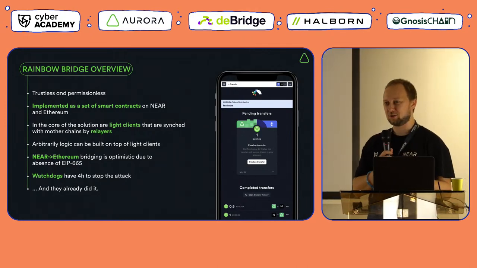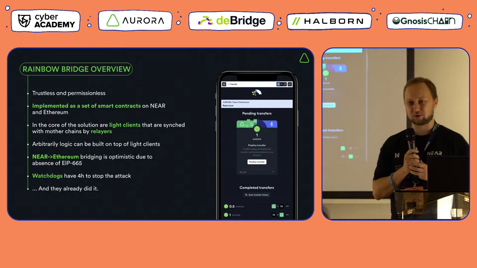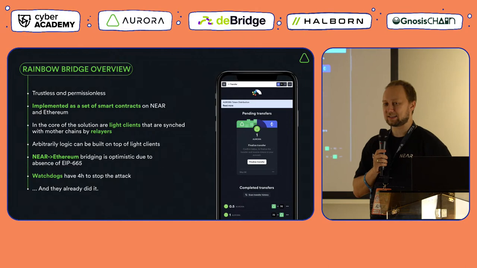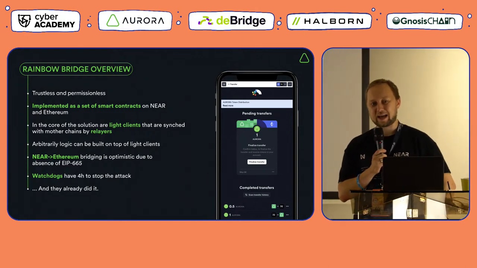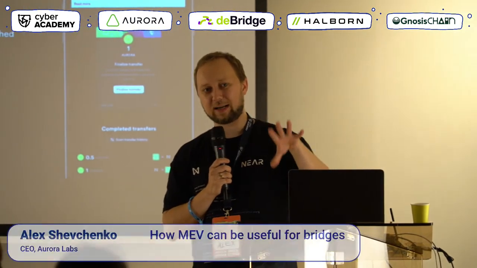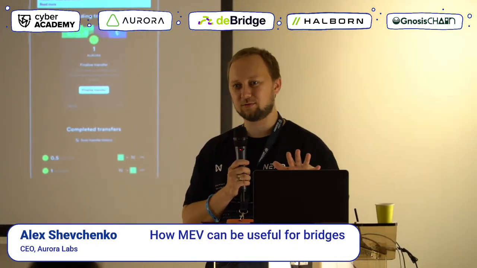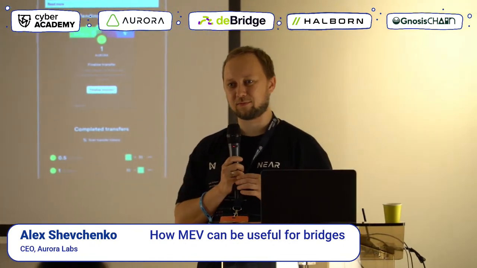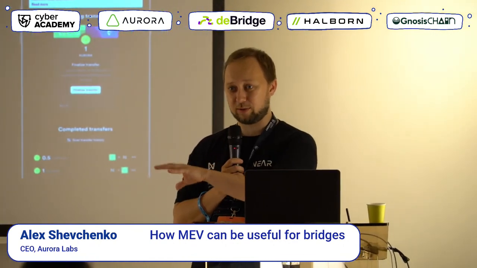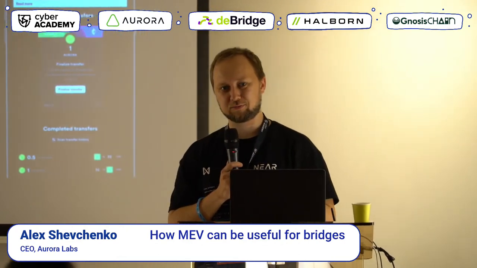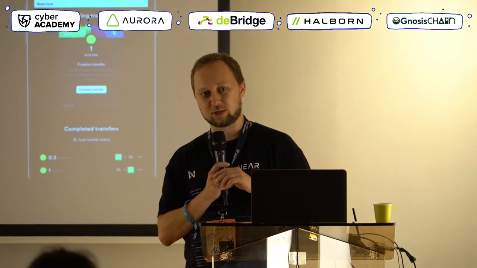The reason why I'm saying this to you is because it is super complicated. So what we did is that we implemented Near light client and Ethereum light client as smart contracts on the opposite chains. So Near light client as a whole operates as a smart contract on Ethereum. An Ethereum light client, a super complicated piece of tech, operates as a smart contract on Near. So these two smart contracts are working there.